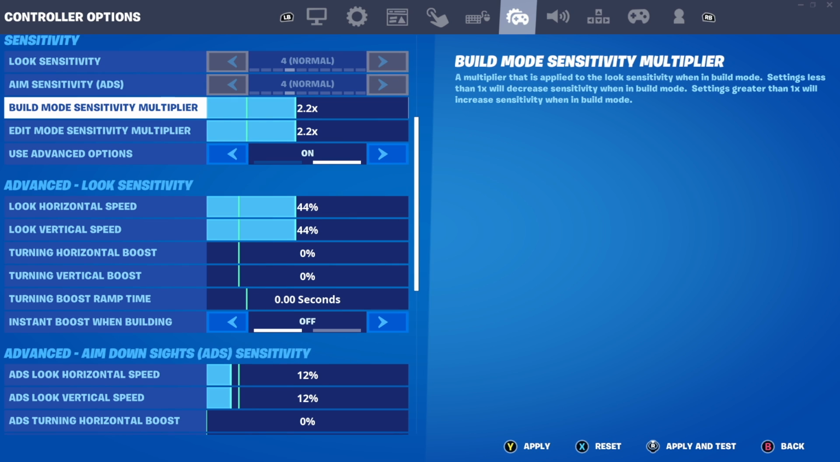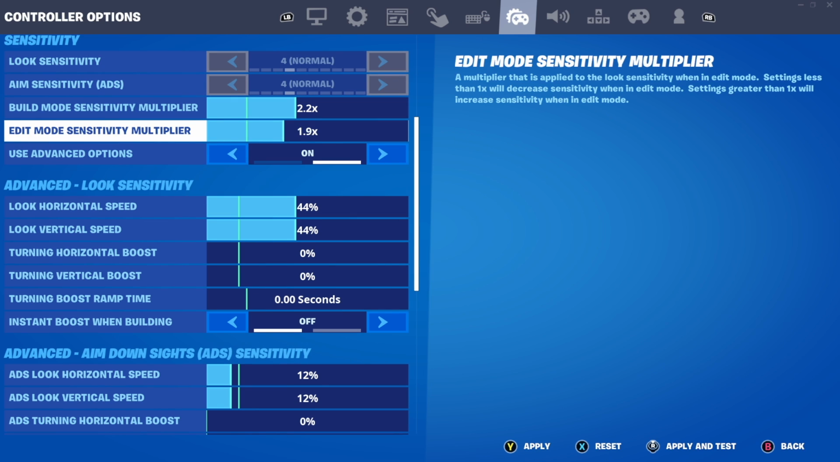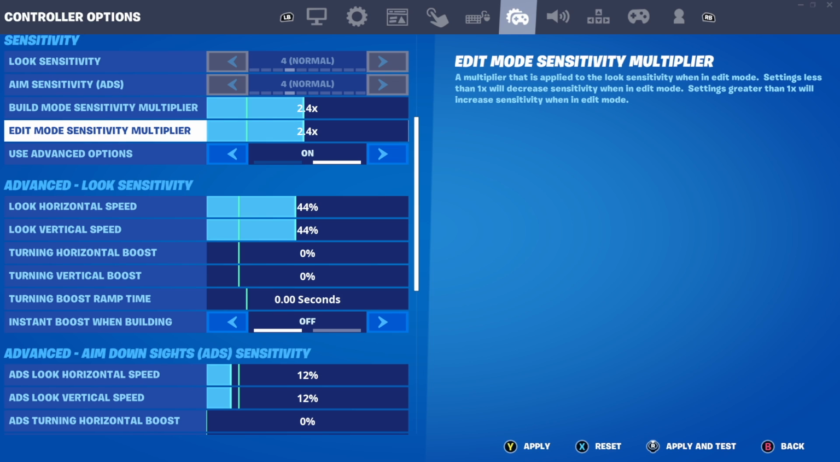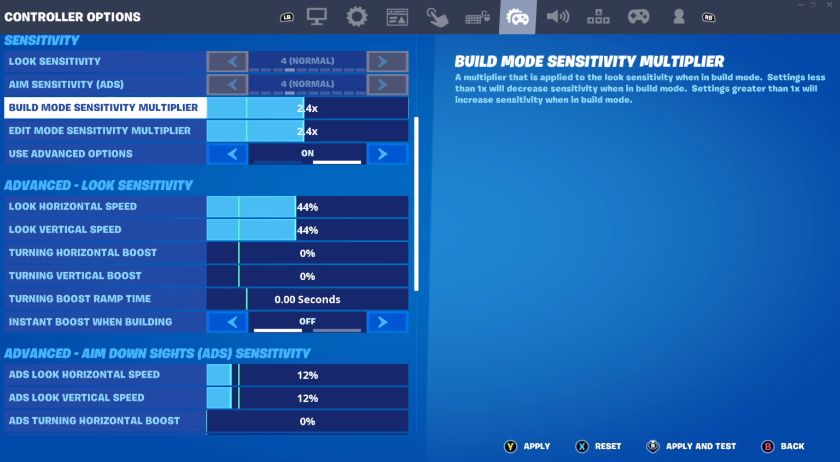As far as your build mode and edit mode, you want to be on the higher end. When you're on the low end, it does feel a lot smoother, but the problem is it's just going to be very difficult to fight multiple players with a low building and editing sensitivity, and you're just not going to be able to keep up with really sweaty players. So being on a higher building edit mode sensitivity, like a 2.2 to 2.4, is great to have.